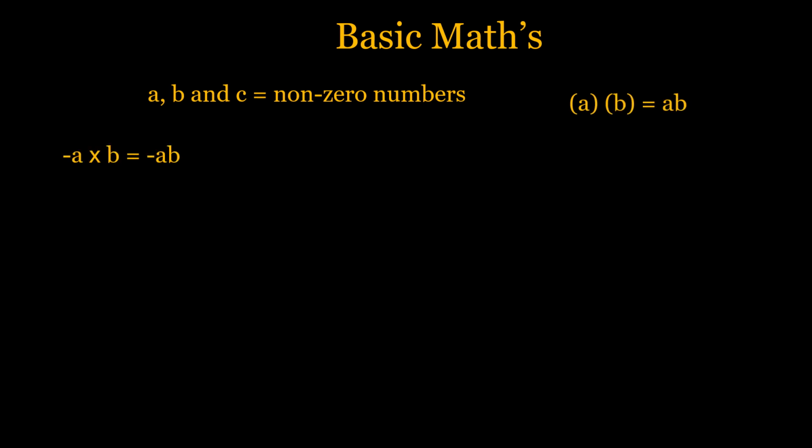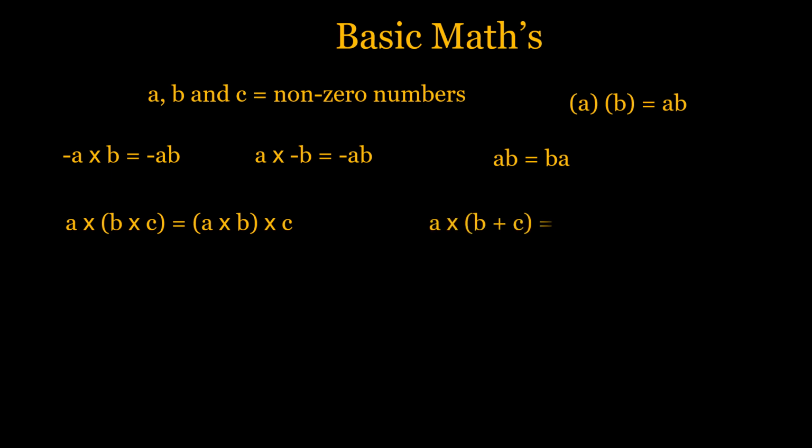Now, let's review some arithmetic operations as well. Suppose a, b and c are numbers. The product of two positive numbers will be a positive product, but if any one of the two numbers is negative, their product will be a negative number. The product of a and b will be equal to b and a. A multiplied by b times c will be equal to a times b multiplied by c. A multiplied by the sum of b and c is equal to the sum of a times b and a times c.